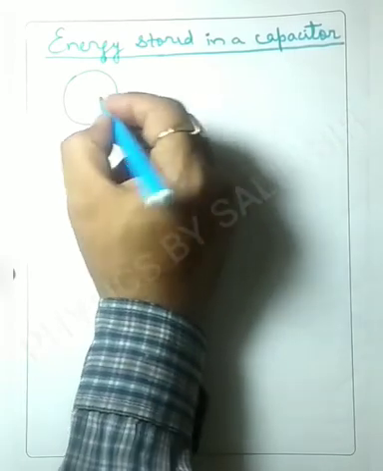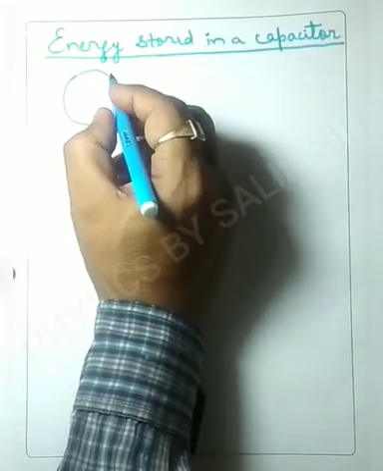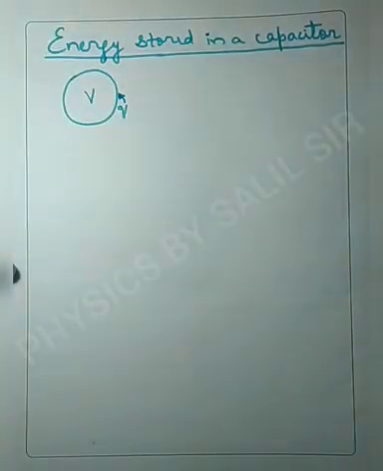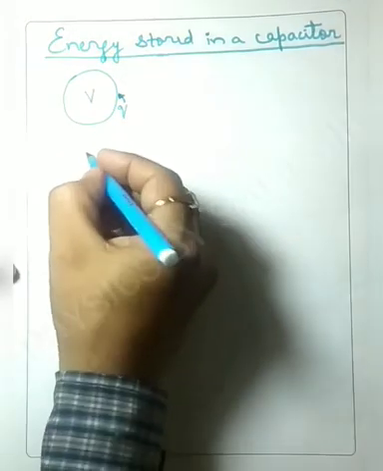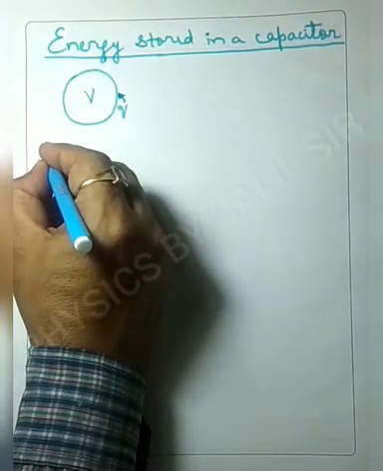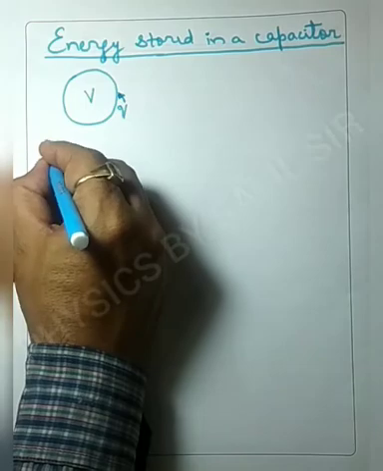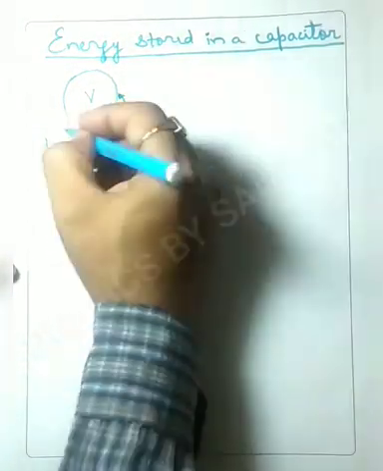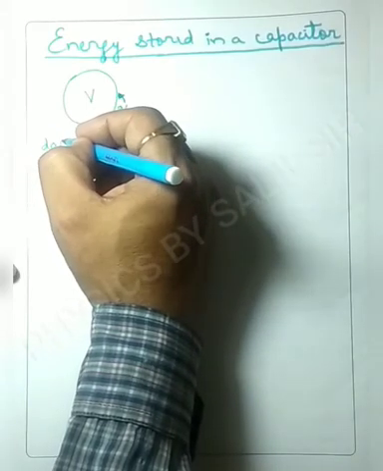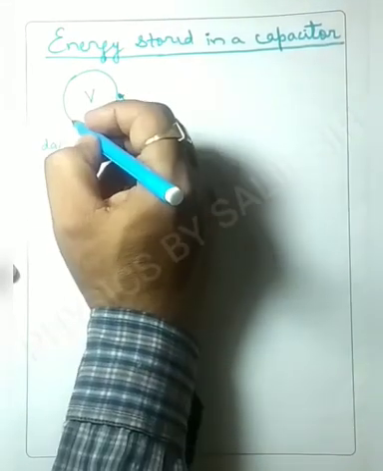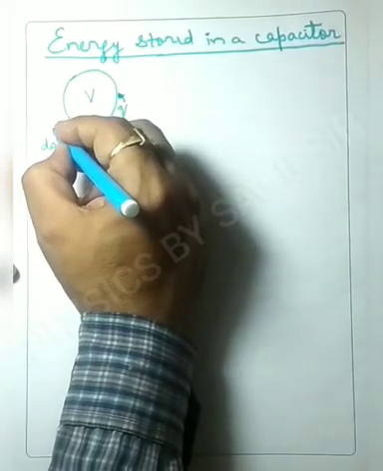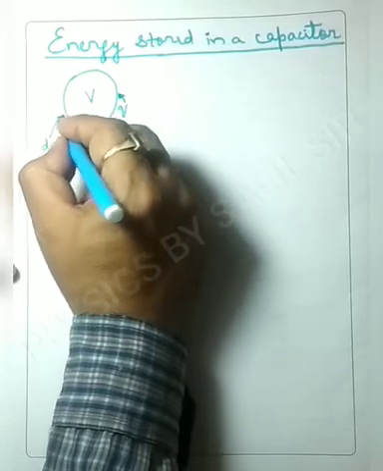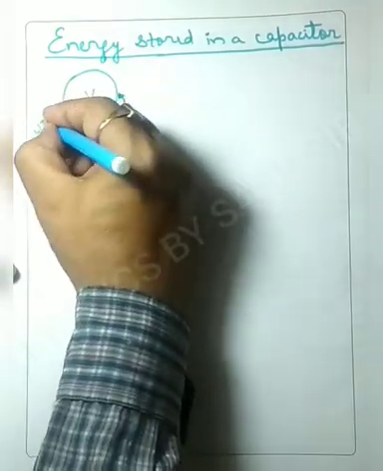Due to this it has got the potential V, represented by capital V, and suppose we want to give another charge, a very small charge dq, to this capacitor. Then it is required to do work in the transfer of charge. So work done is required.